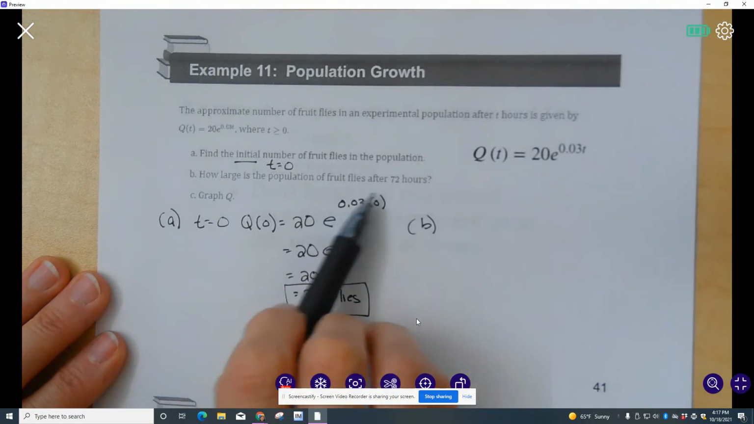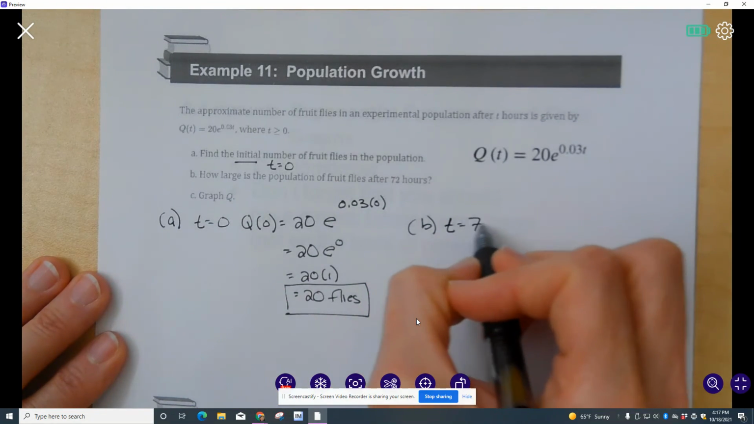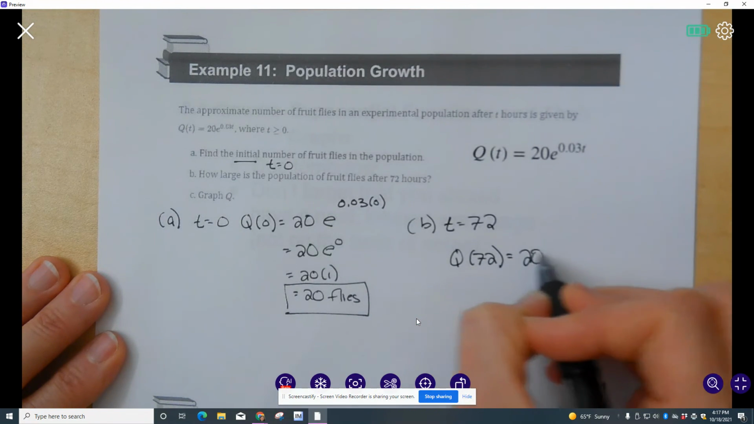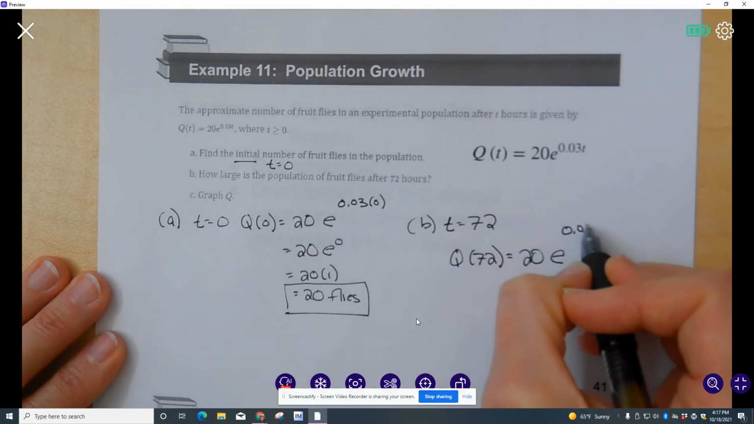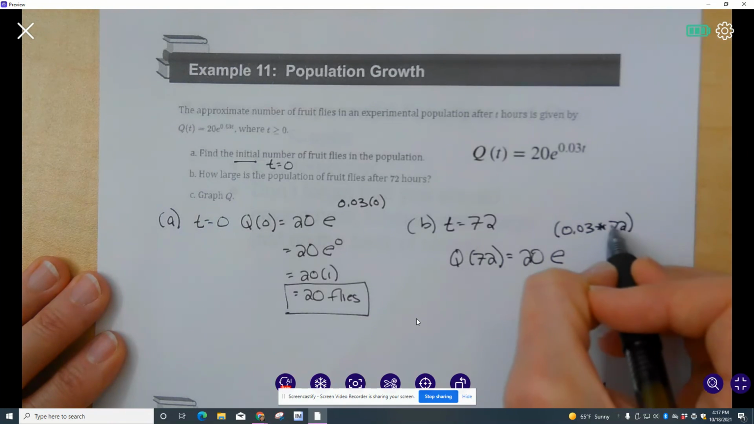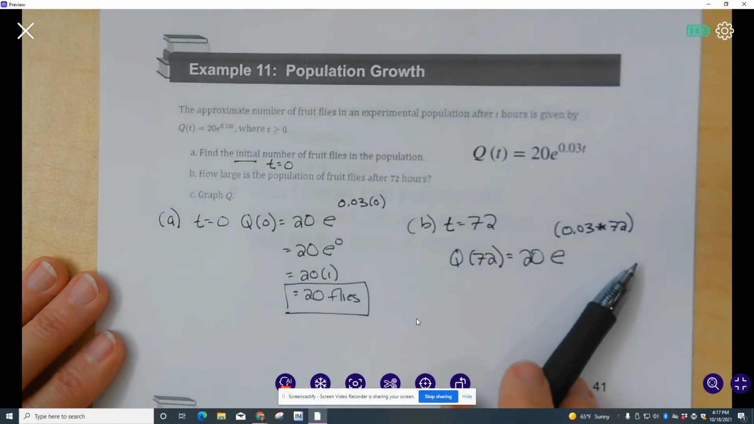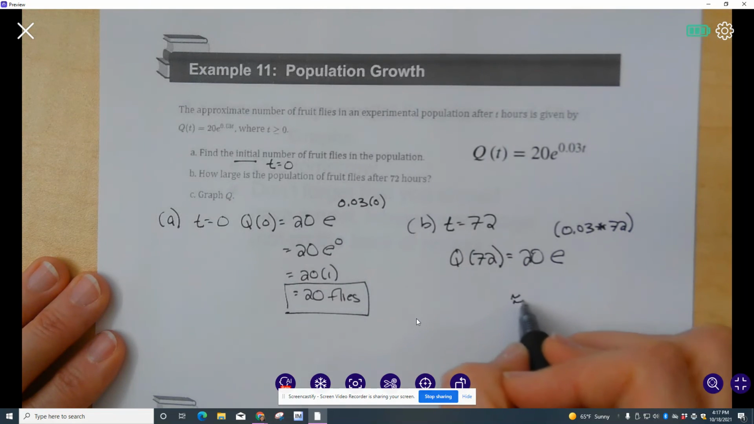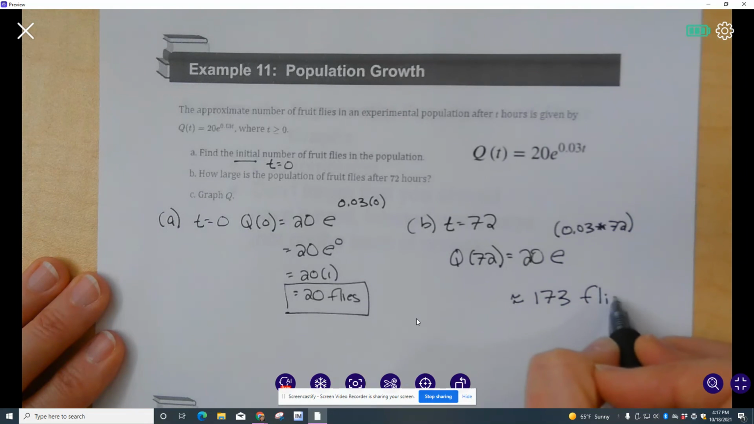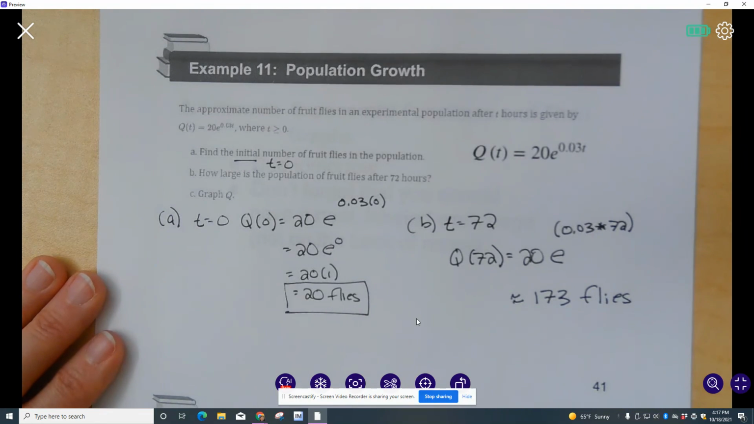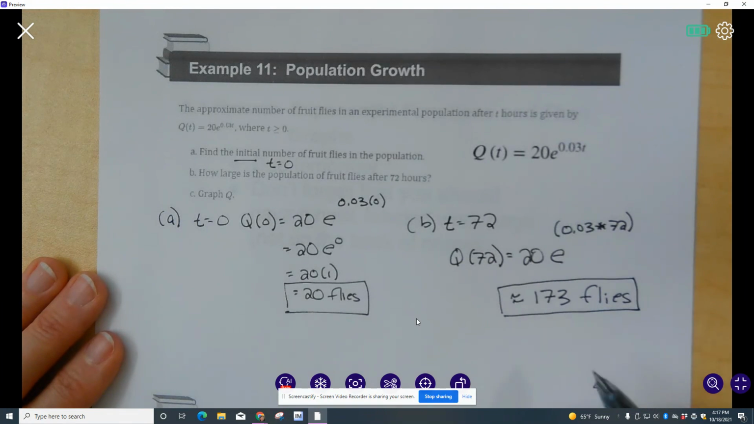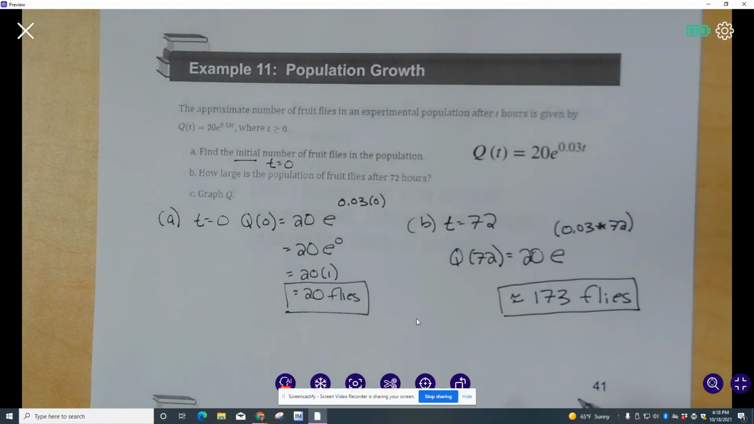Part B, they say, what happens after 72 hours? So Q of 72 is going to be 20 e to the 0.03 times 72. So again, if you punch all that in your calculator, I'm going to round this to a whole number because these are flies, and I don't want to talk about partial flies. We only are talking about whole flies. So you should get approximately 173 for that.